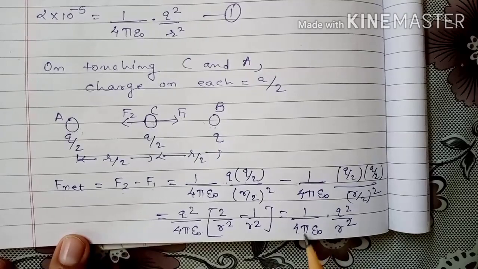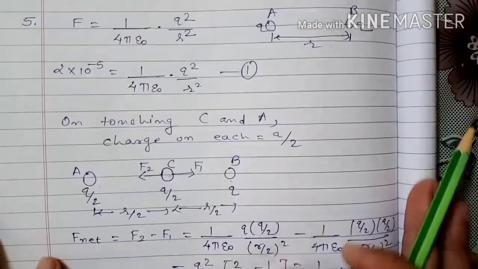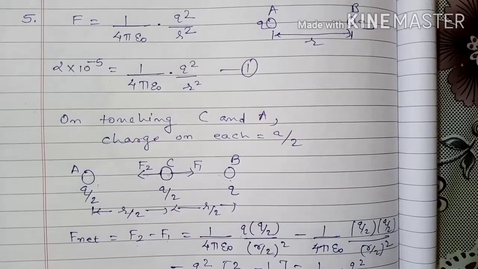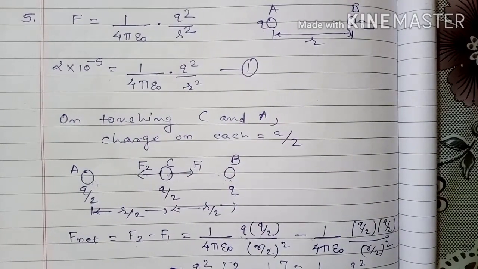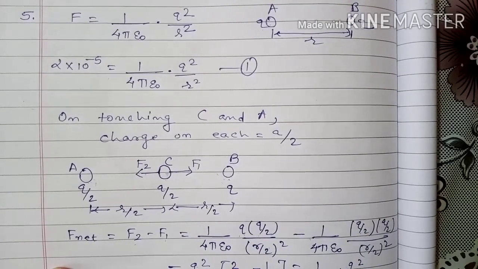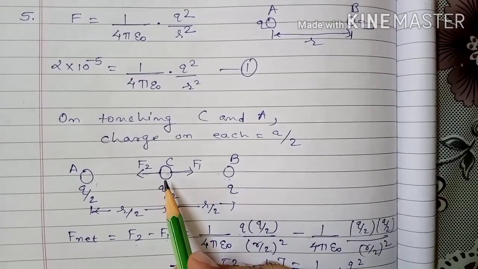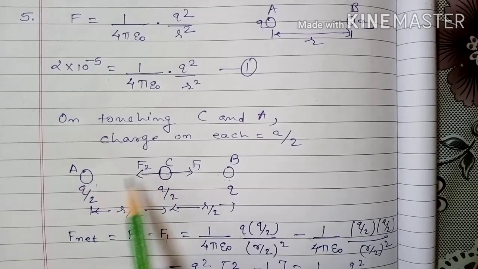But we already found this value, 1 upon 4 pi epsilon naught Q square upon r square, from equation 1, that is nothing but 2 into 10 raised to minus 5 Newton. So net force will be 2 into 10 raised to minus 5 Newton. Now what will be the direction of this force? Direction of this force will be in the direction of the large force, that is F2. So this force will be towards A.